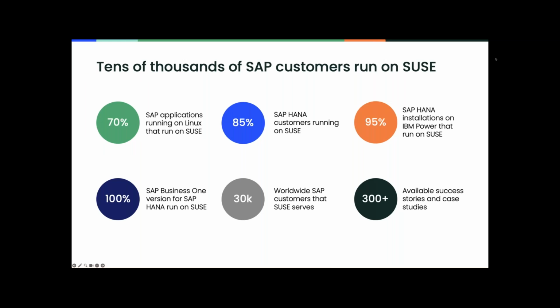So tens of thousands of SAP customers run on SUSE, and a lot of this is, okay, great. But what I find most compelling on this slide is that for SAP HANA installations that run on IBM Power, 95% of those customers choose SUSE to run their SAP workload on IBM Power, knowing full well that I'm sure that isn't the first preference for the IBM folks. Naturally they want to run it on the Linux distribution that they provide, and yet 95% of the customers choose to run it on SUSE Linux.